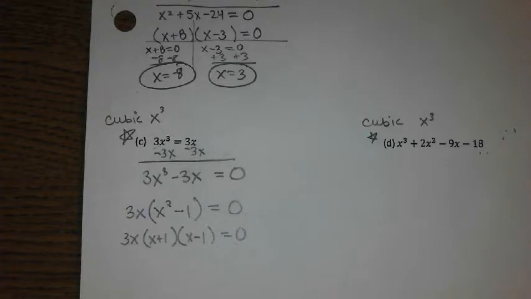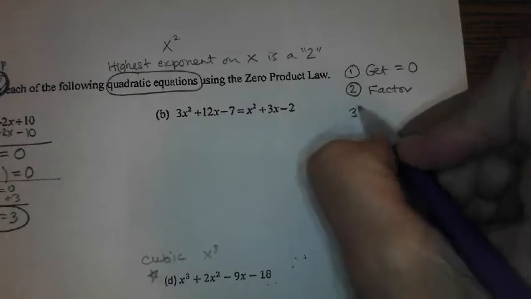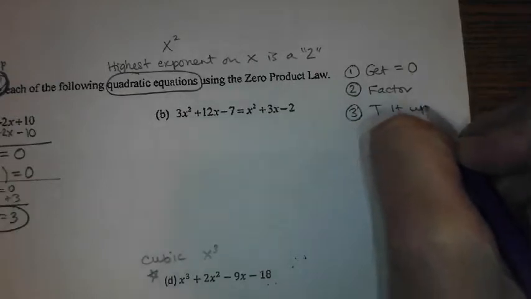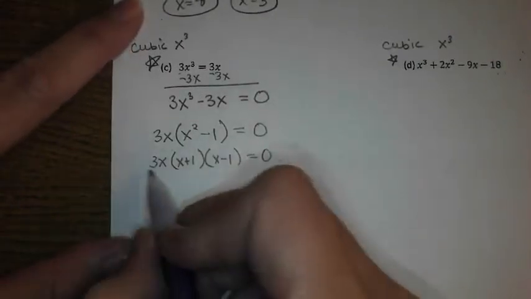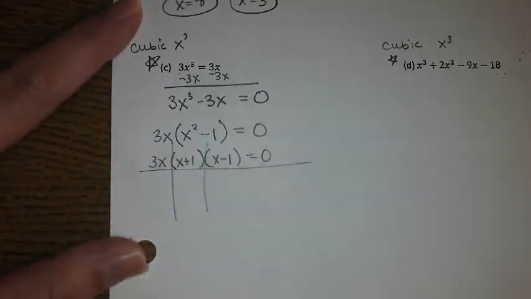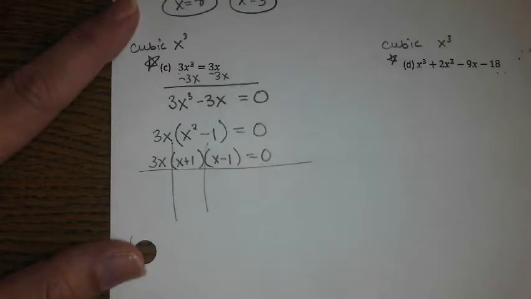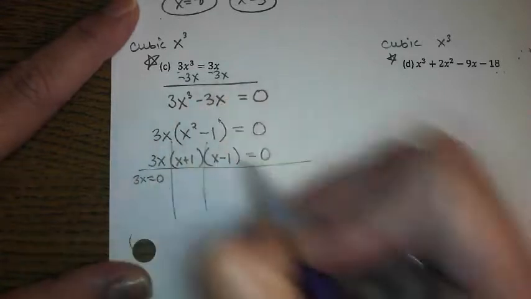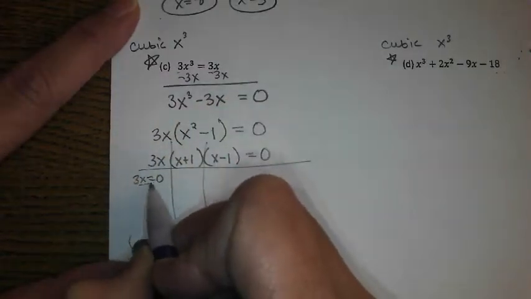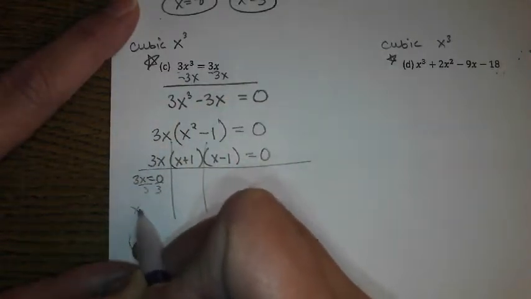And then we tee it up. So set it equal to 0, factor, and step 3 is to tee it up when it says to solve. And it does. Now your t is a little bit bigger, right? Tee it up doesn't even really work anymore because it's not a t, but we get the idea. So if we set 3x equal to 0, and we solve that by dividing by 3 on both sides, what's our answer?